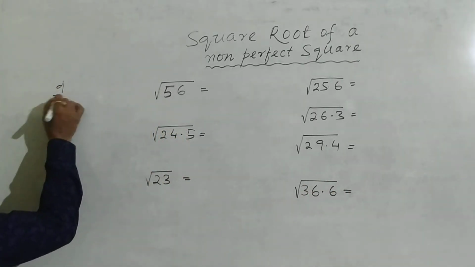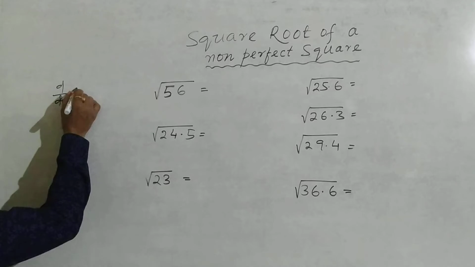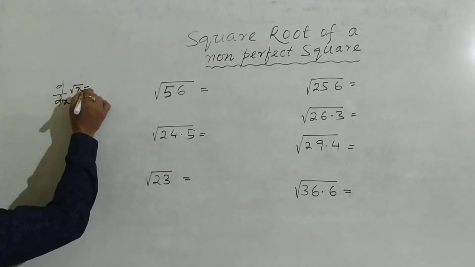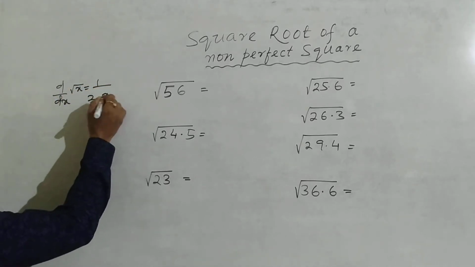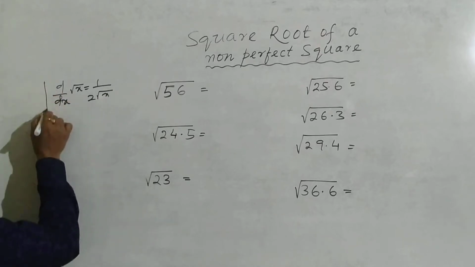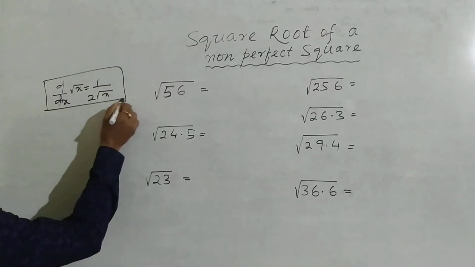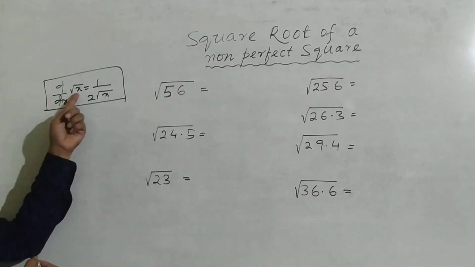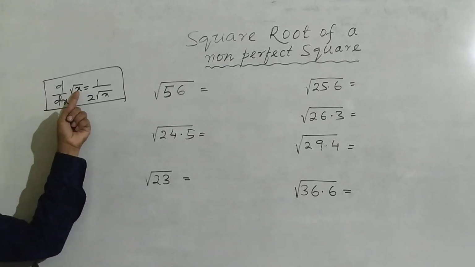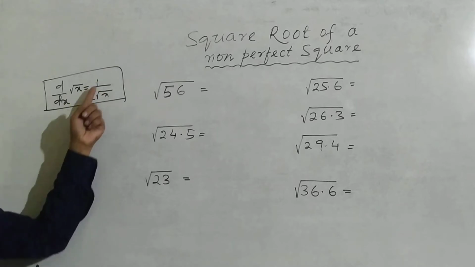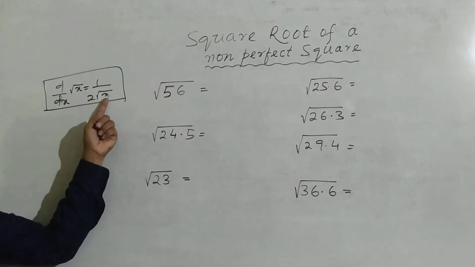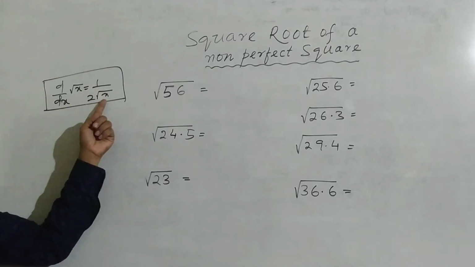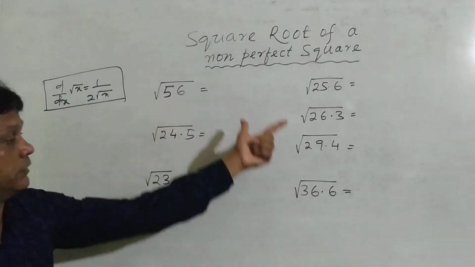See here, the derivative of root x is 1 by 2 root x. If I put x equal to 25, the square root of 25 is 5, so it is 1 by 2 into 5, which is 1 by 10. I am using this concept in all these problems.